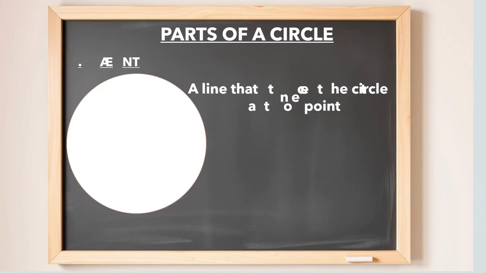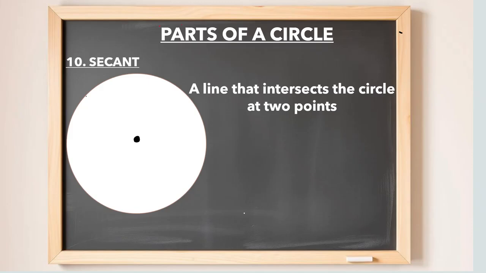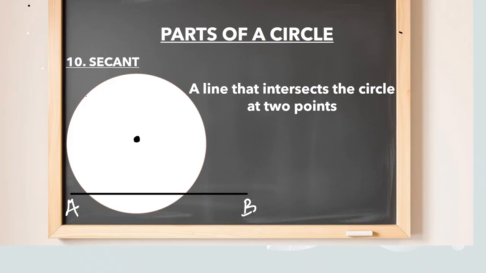Next, we have the secant. A secant is a line that intersects the circle at 2 points. A line that divides the circle at 2 points. You can see it's just like a chord, but it crosses through the circle. Your line A and B are called the secant. This is in the interior part, but the tangent is exterior, while this crosses the interior part of a circle.